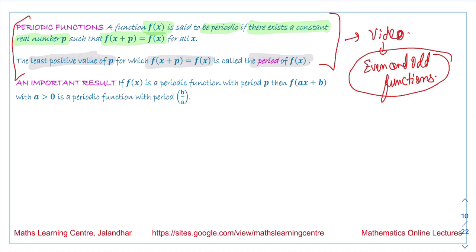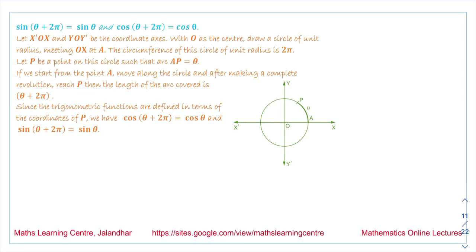Next is, if f(x) is a periodic function with the period p, then f(ax + b) with a greater than 0 has the period p over a. Based upon these definitions, the first result we are going to prove now is that the period of the functions sin x and cos x is 2 pi.